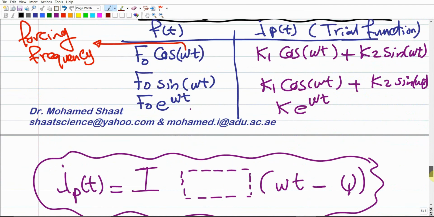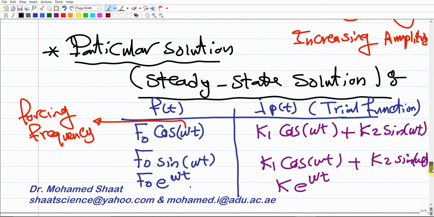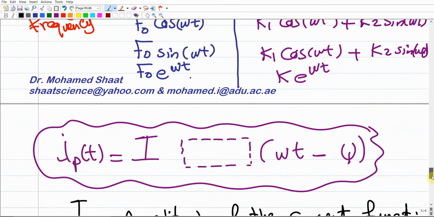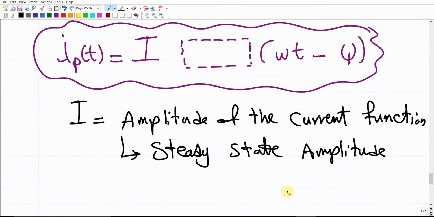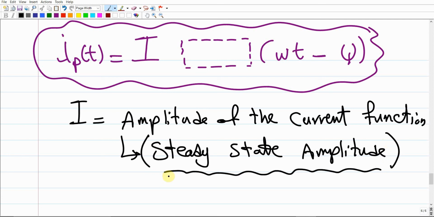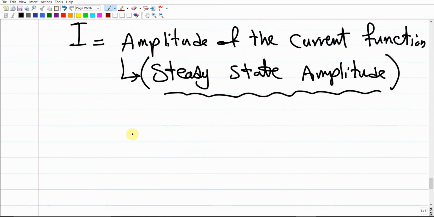But in addition to this amplitude that we already have in the homogeneous solution, in the particular solution, or the steady state solution, we have another amplitude. But how can we distinguish between these two amplitudes? The previous amplitude is known as the homogeneous or the transient amplitude, but this amplitude here is commonly known as the steady state amplitude. So if it was required from us to find the steady state amplitude, we have to find the value for this I, and I'm going to let you know how much this I is. We're going to derive this amplitude into this form.